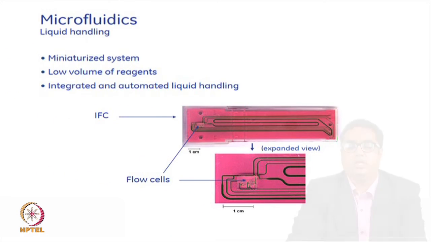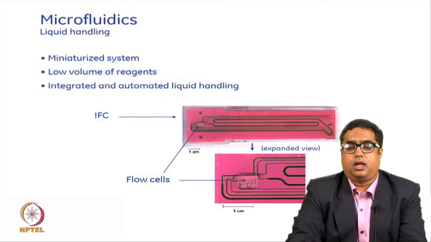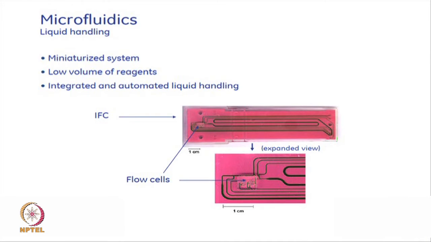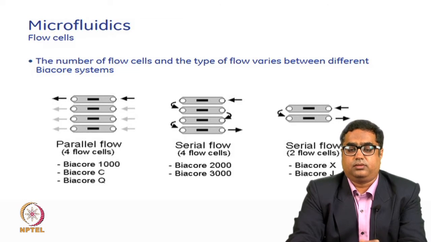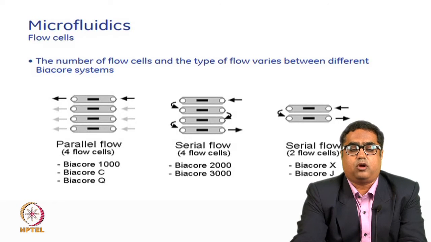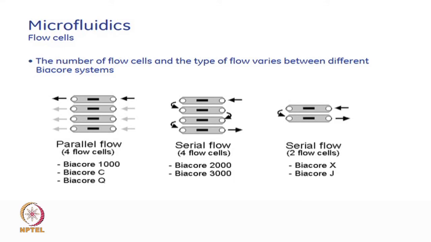surface concentration and temperature. The interactions happen in a miniaturized system called microfluidics, which is the liquid handling part of the system, which contains very low volumes of reagents, and they are integrated and automated liquid handling systems where the flow cells are situated and the actual interaction happens and is recorded by the system. There could be many ways of orientation of the microfluidics and the flow cells. It could be a parallel way, a serial way, or two cells at a time, and different systems can have different fluidics and also different orientations.